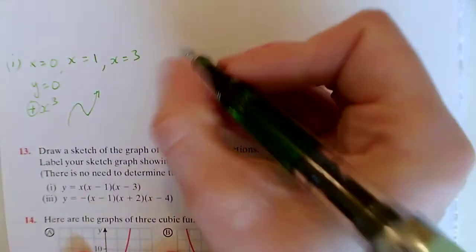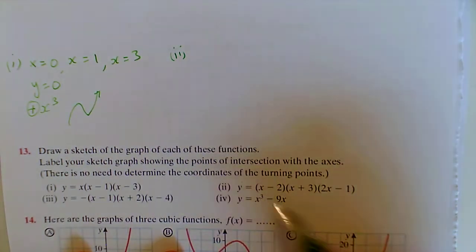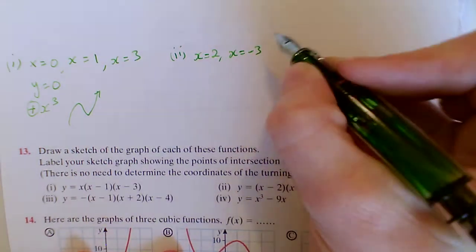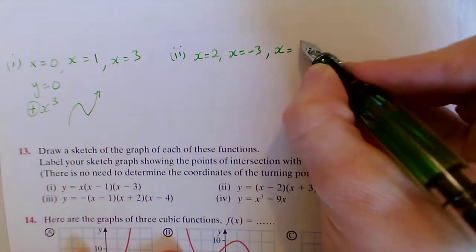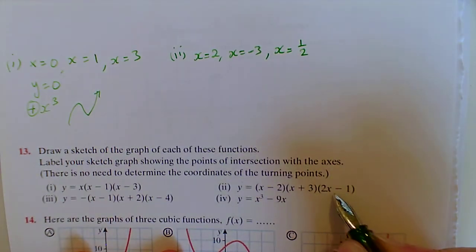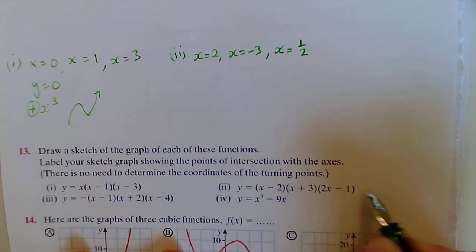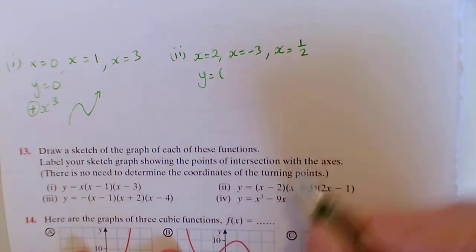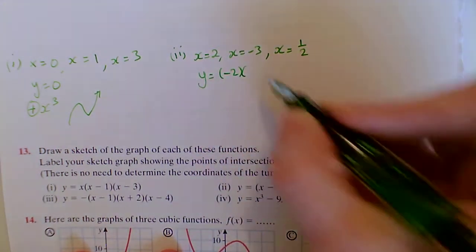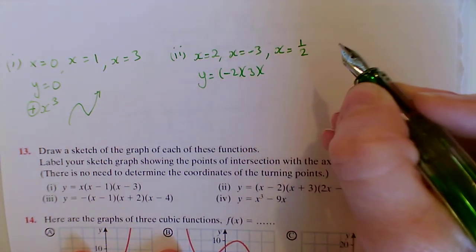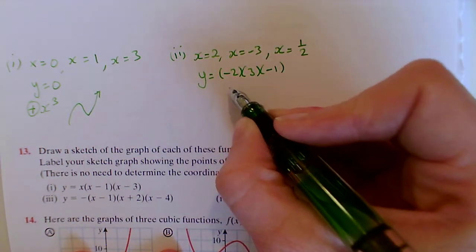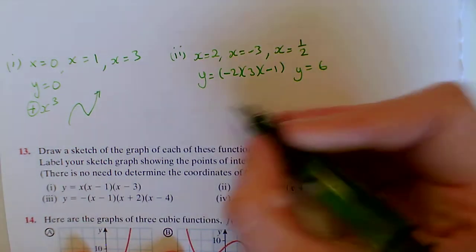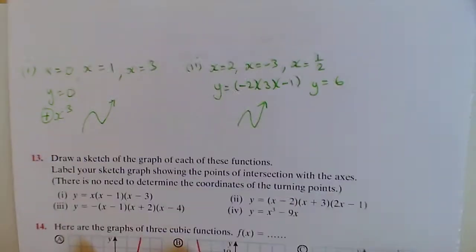Part 2 then, my roots are x equals 2, x equals -3, and x equals a half. Now that last one there, we're setting 2x minus 1 equal to 0. So 2x is equal to 1 and x is equal to a half. If you need to work it out, then you can do that. My y-intercept is when x is equal to 0, so it's -2 by +3 by -1, and that gives us +6, so y is equal to 6. And again, the x values will be positive, so I'm going to have this shape pointing up at the end.